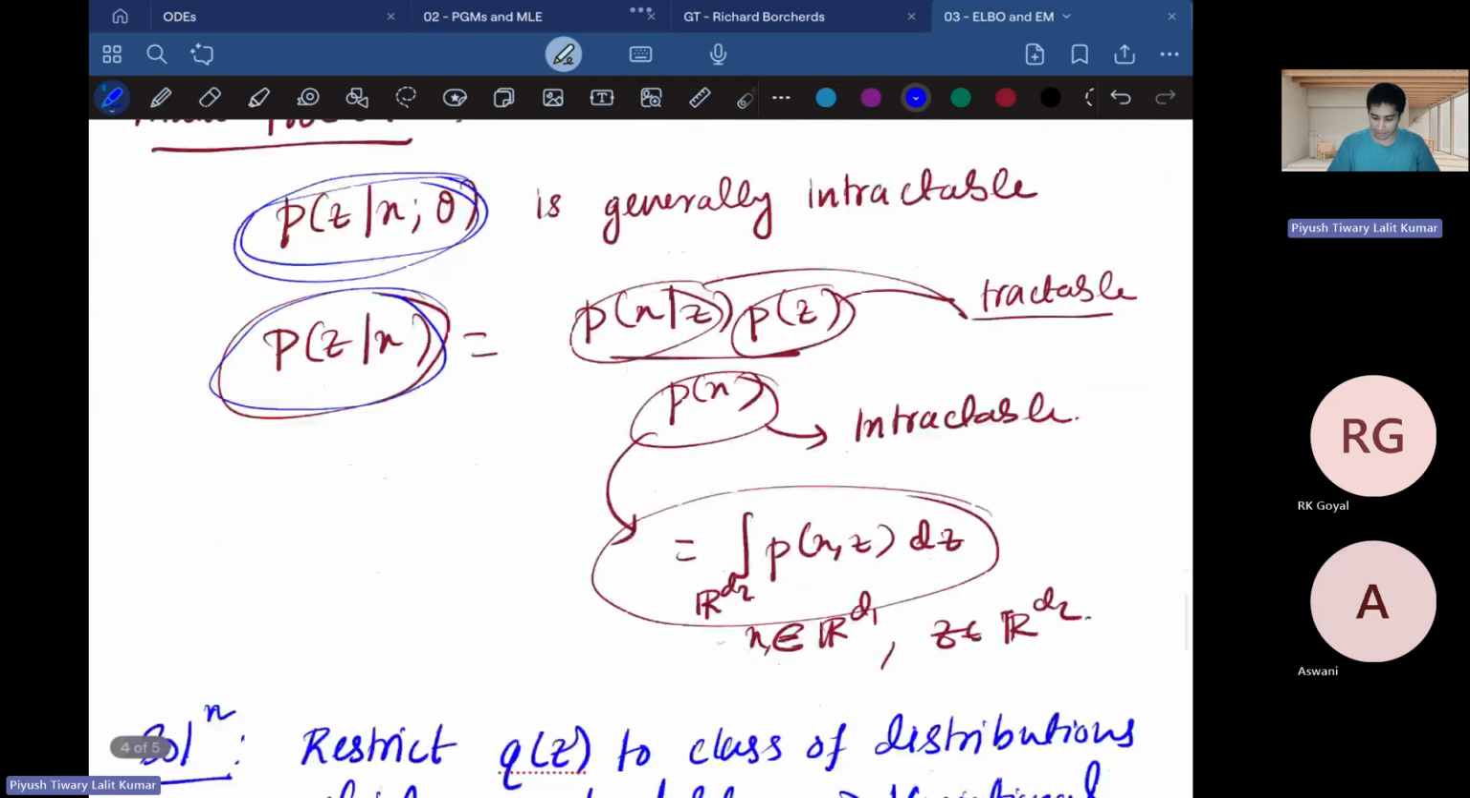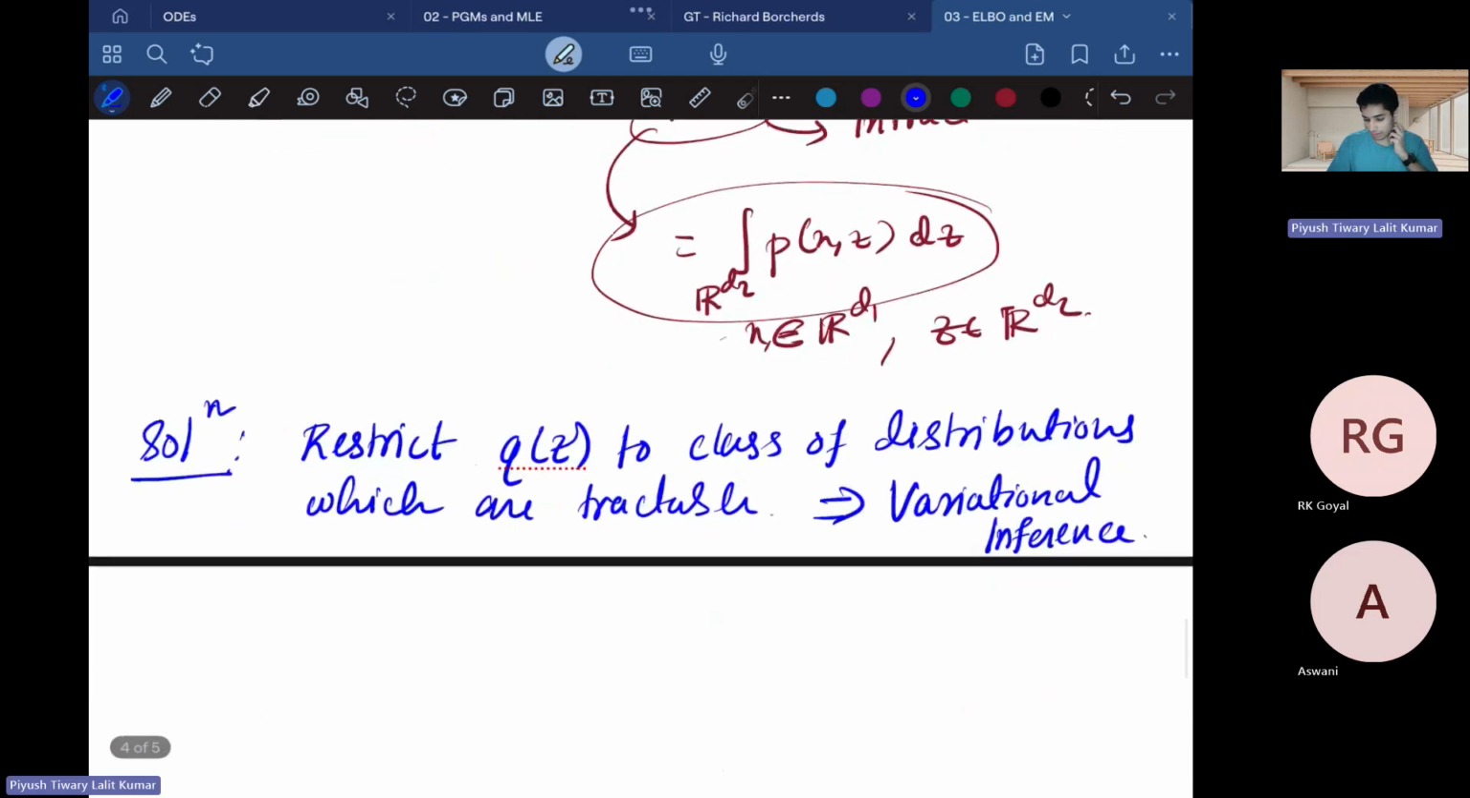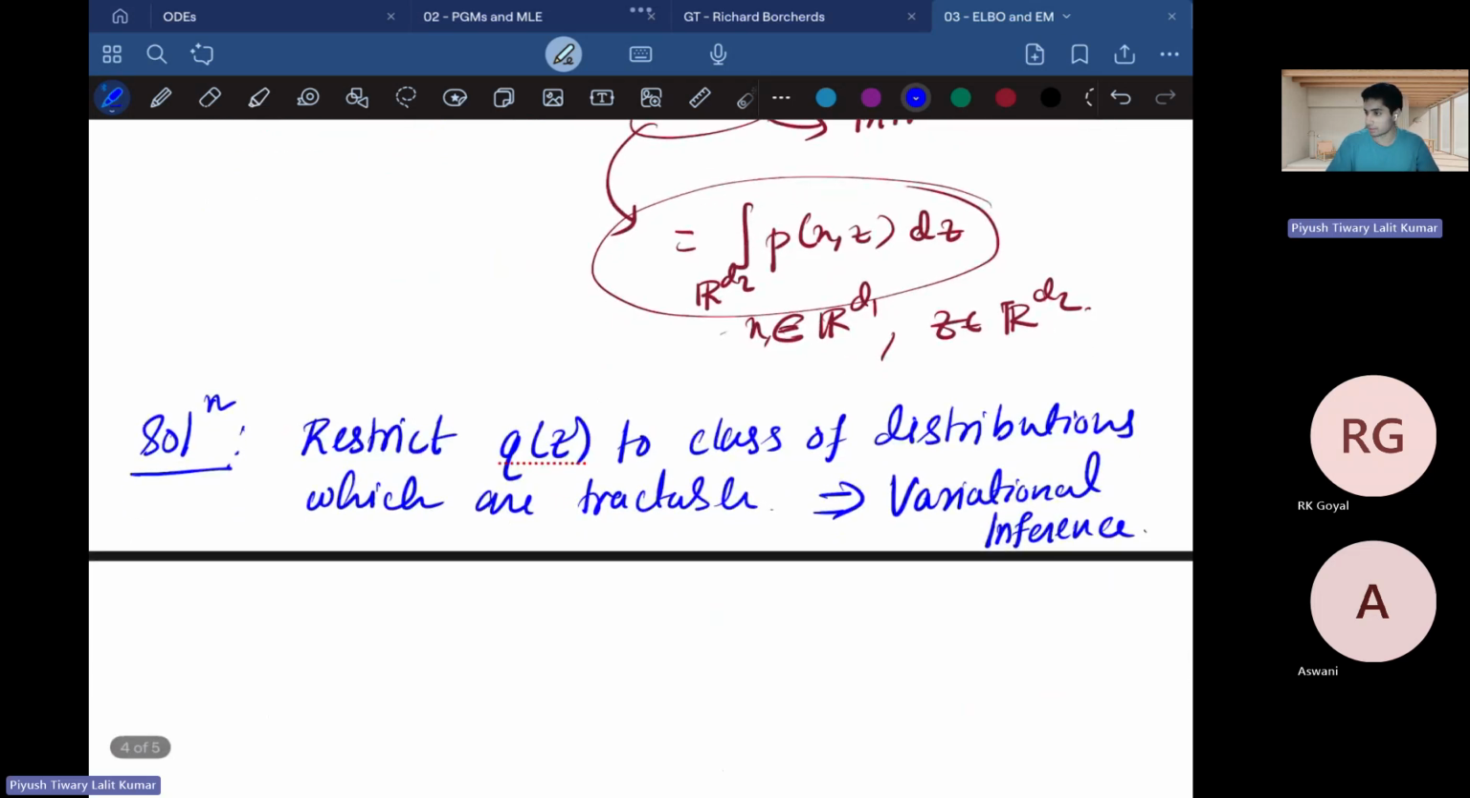So in that case, what we will do is look at something called variational inference. And we will see how things go when you do that. Does that make sense? I mean, I said a lot of things.